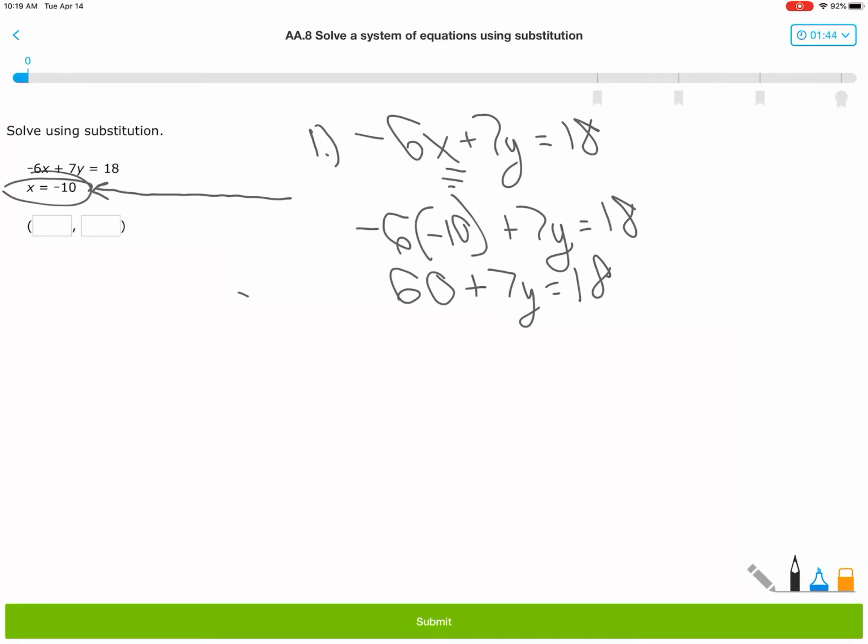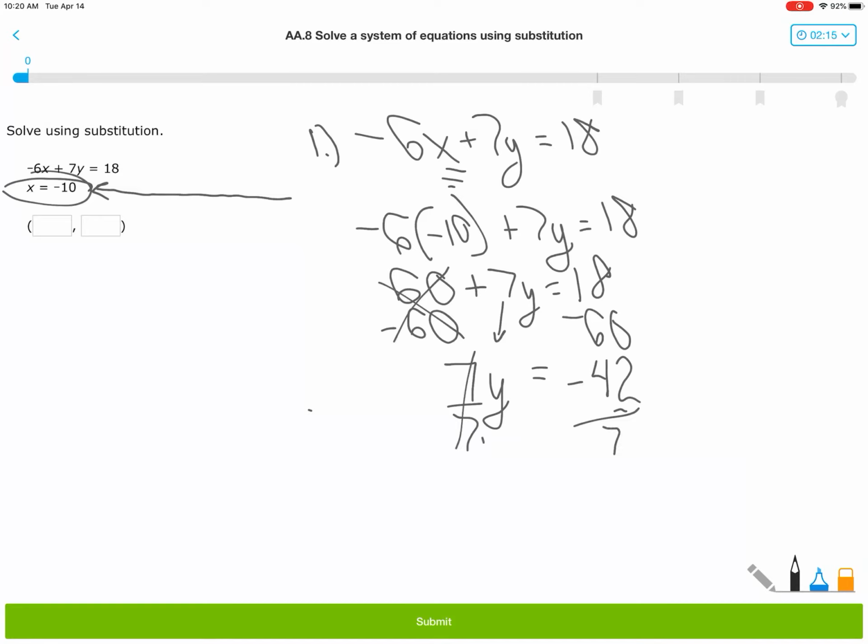Now we're trying to solve for y. We've got to move this 60 over, so the opposite of positive 60 is negative 60, and 18 minus 60 gives me negative 42, and I still have 7y. Now, the last step to solve for y is to just divide by 7. y equals, negative divided by a positive is negative 6.